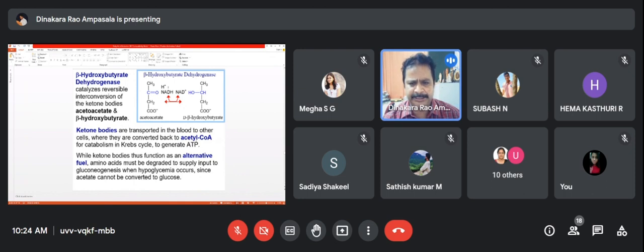Okay, so these ketone bodies are transported to different organs. They will convert back to acetyl-CoA and enter into Krebs cycle. While ketone bodies thus function as alternative fuel, amino acids must be degraded to supply input for gluconeogenesis when hypoglycemia occurs. Hypoglycemia means, as we see, sugar levels go down, since acetate cannot convert into glucose.